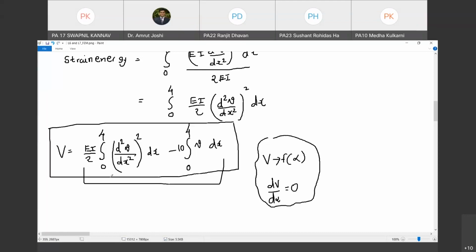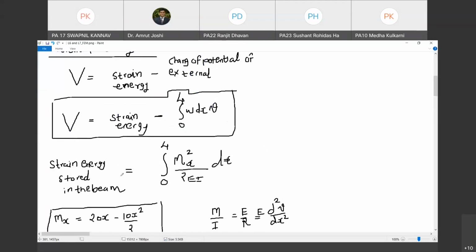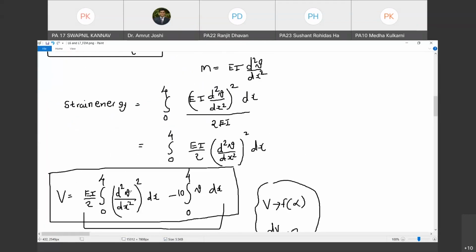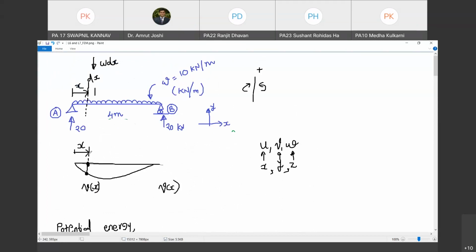So now what will we do? Pay attention here. V is what? Can you tell me what is V? V is the y-directional deformation at x. Do you agree with me? Yes, sir. As I go on changing x, this V is going to change. Do you agree with me?